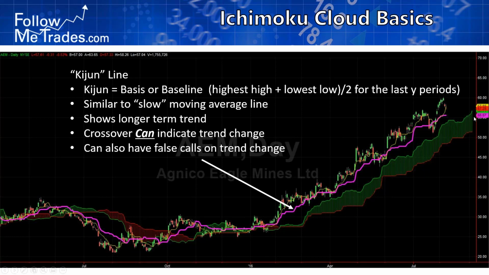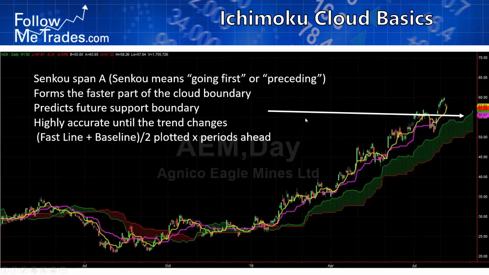right? And there's a third and actually 4th element, right? Some derivatives. So Senkou Span A means going first or preceding. So that is the fast edge of this cloud here, this shaded area.